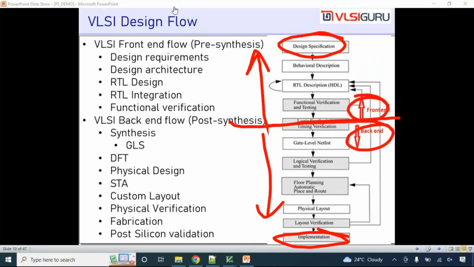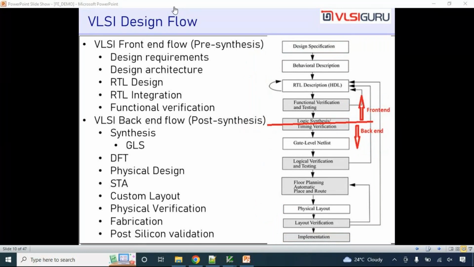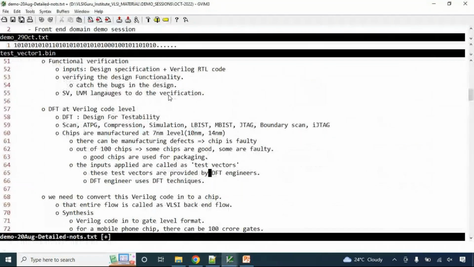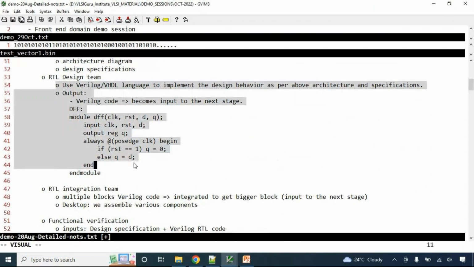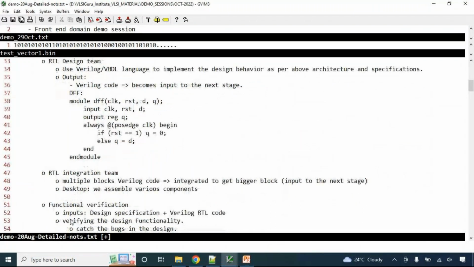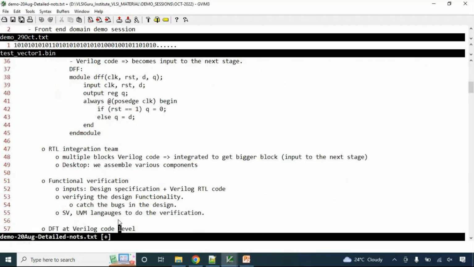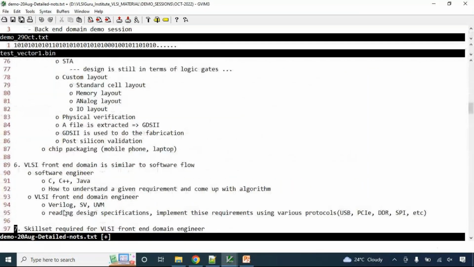Now, why this understanding of front end and backend is important is you might have noticed that front end domain involves more of programming, involves more of verification. That means in verification also you have to use languages like SV and UVM. So front end domain is more programming oriented job. And you might see that front end domain is a lot similar to software flow. It's not exactly, don't think that a software engineer will come and do. No, it is similar, understand, similar to, not same.